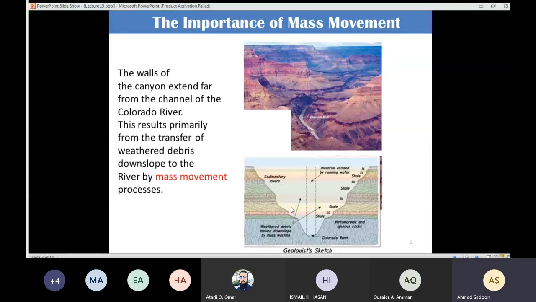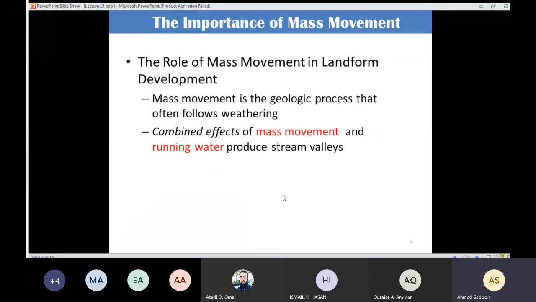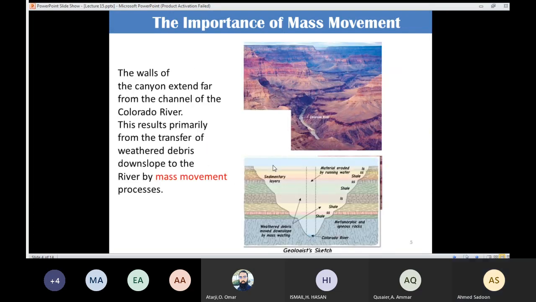But because of the weathering followed by the mass movement, as a result, we are going to see the walls like that. And if I have running water along with the mass movement, we are going to see the river here. Like we just mentioned, if I have mass movement and running water, that will produce a stream valley like this one.